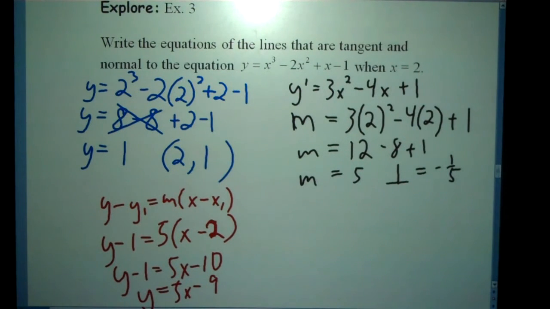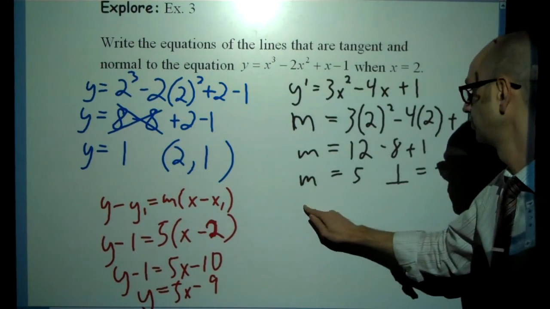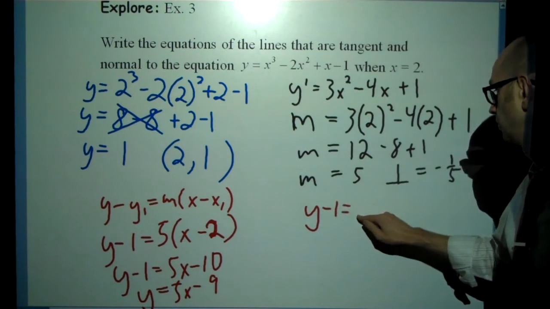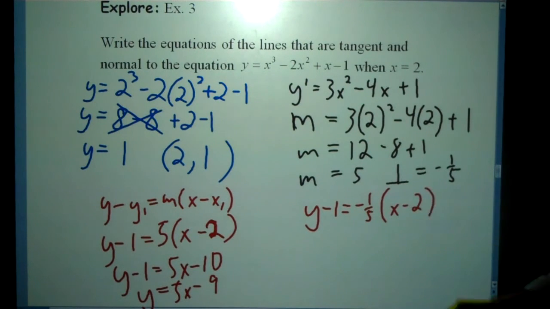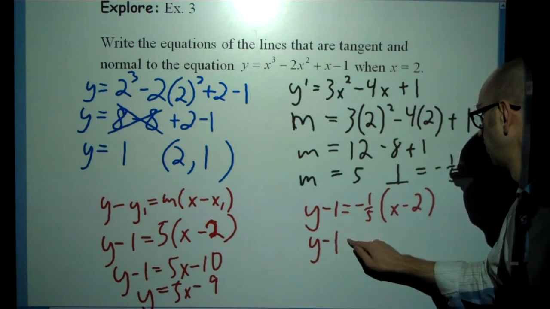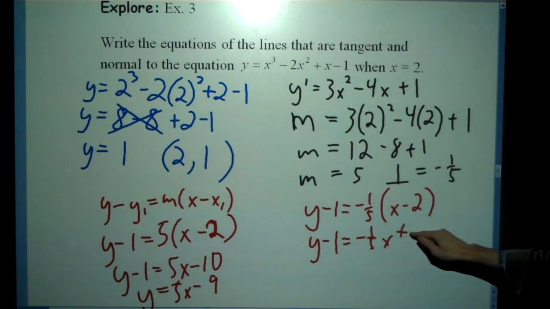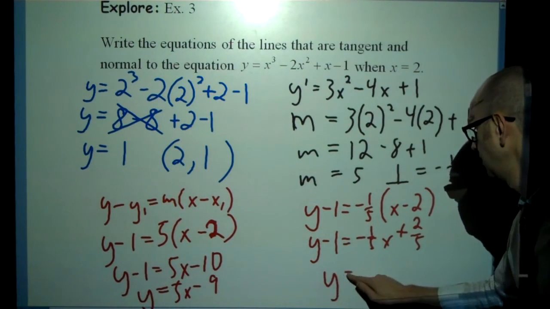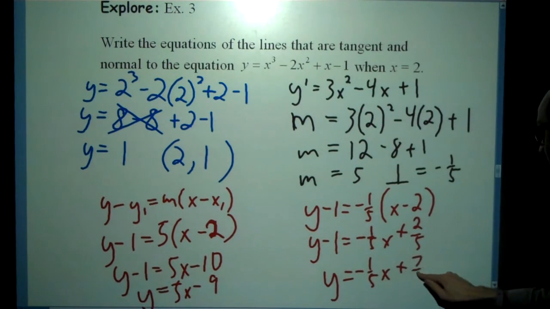For our normal, we're going to do the same thing. We can bring this straight over, except the 5 is going to become the negative 1/5. So we'll have y minus 1 equals negative 1/5 times x minus 2. And we'll have y minus 1 equals negative 1/5 x plus 2/5. Add the 1 over to the other side, we get y equals negative 1/5 x plus 7/5. Tangent and normal.